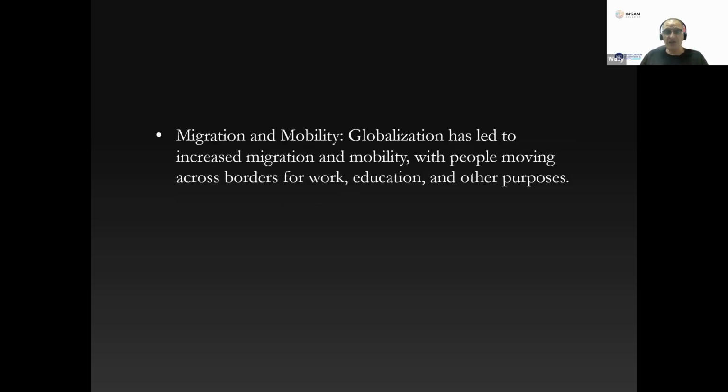Migration and mobility. Globalization leads to increased migration, more people traveling for work to relocate to work in another country. Globalization for any industry or any company means crossing borders to work, crossing borders so your children can learn in the market where you're working, and for other purposes. But globalization definitely means putting a footprint in another country.